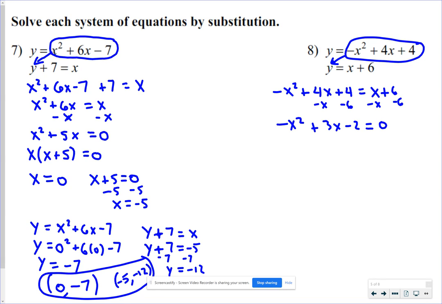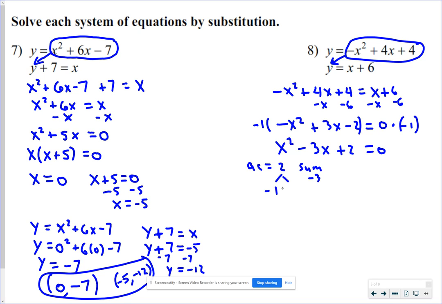I don't like factoring when I have leading coefficients that are negative. It's hard. So I'm going to multiply both sides of this equation by negative 1. So multiplying by negative 1. That changes this to an x squared minus 3x plus 2 equals 0. Now it's going to be easier to factor. Okay, a times c is 2. I need two numbers that multiply to create 2, and they have a sum of -3. That'll be -1 and -2.